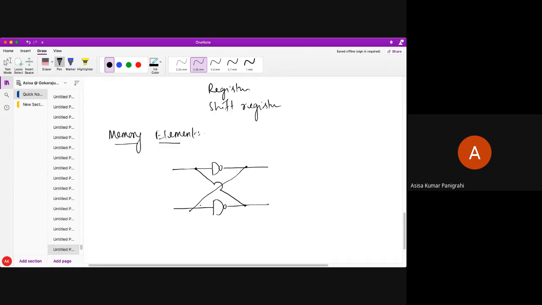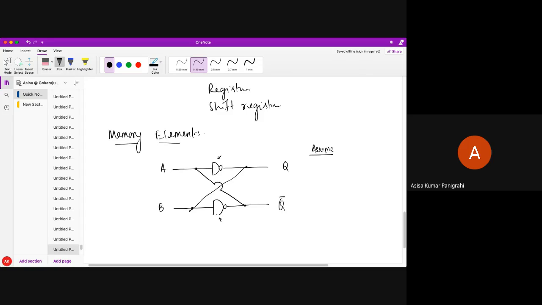Okay. So what I have done, students, this is my NAND gate. It is a combinational logic design, and I have taken feedback from the output. So this is my A, B, let's say, and this is my Q and Q bar, let's say. Okay. And I'll tell you all these things.